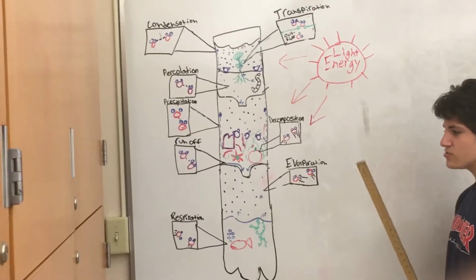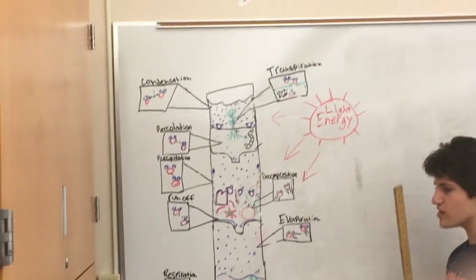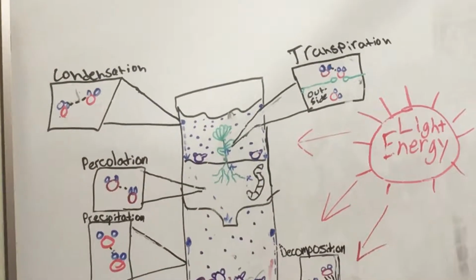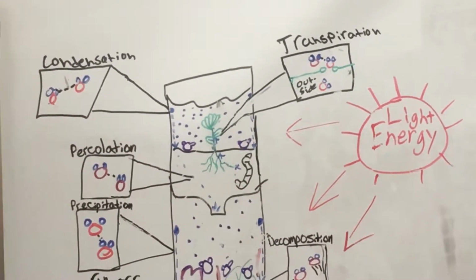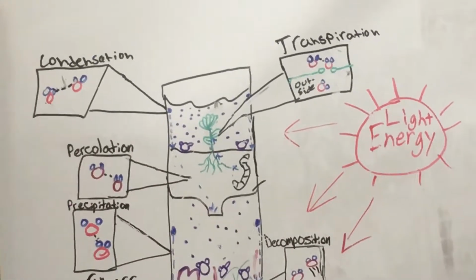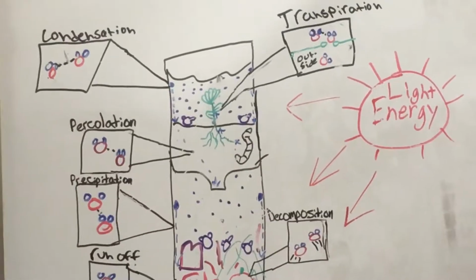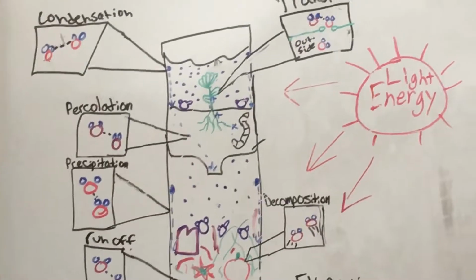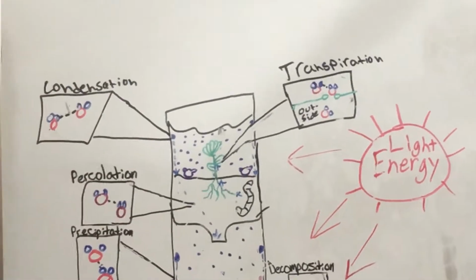Transpiration. During transpiration, liquid water from the soil enters the plant through its roots and exits the plant through stomata in the form of water vapor. As the water leaves the stomata of the plant, the hydrogen bonds break, causing it to turn into a gas.